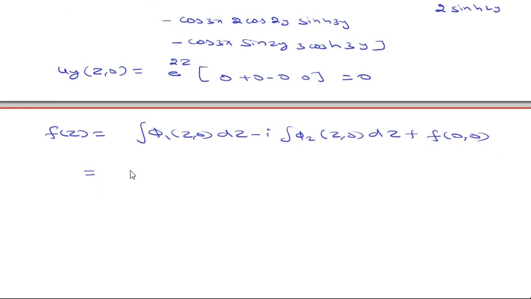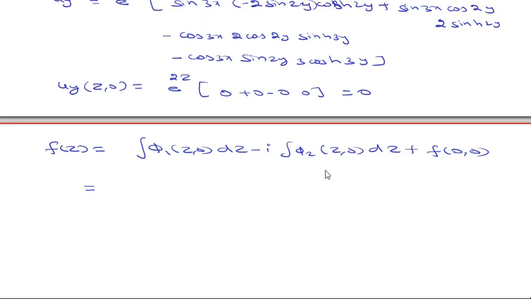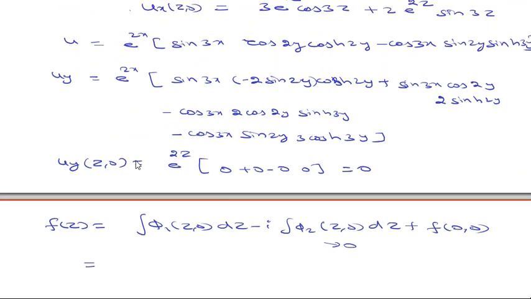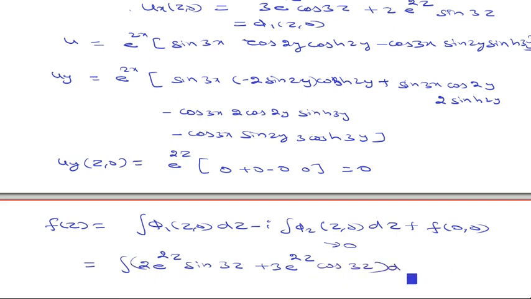So this is equal to, so pi 2 is 0, so therefore this term goes to 0, and you will see pi 1. So this is equal to pi 1 of z comma 0. So therefore integral of 2 e power 2z sin 3z plus 3 e power 2z cos 3z times dz plus f of u of 0 is u of 0 comma 0 plus I times v of 0 comma 0.